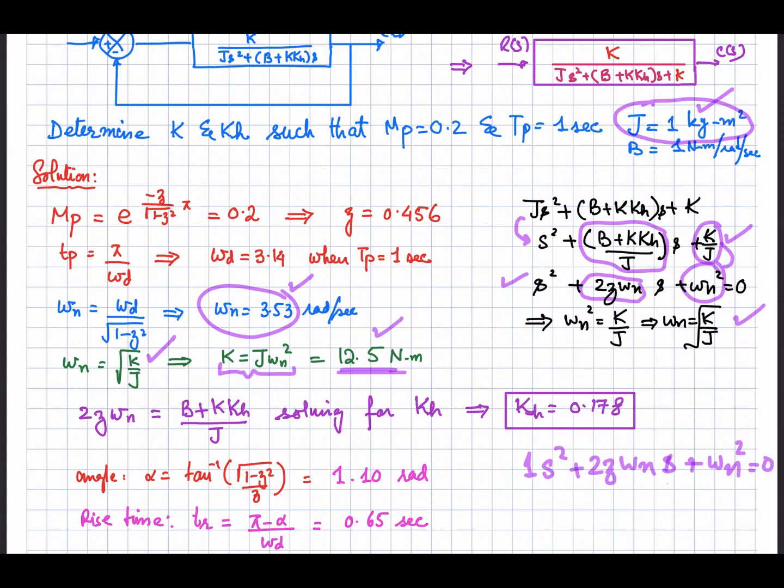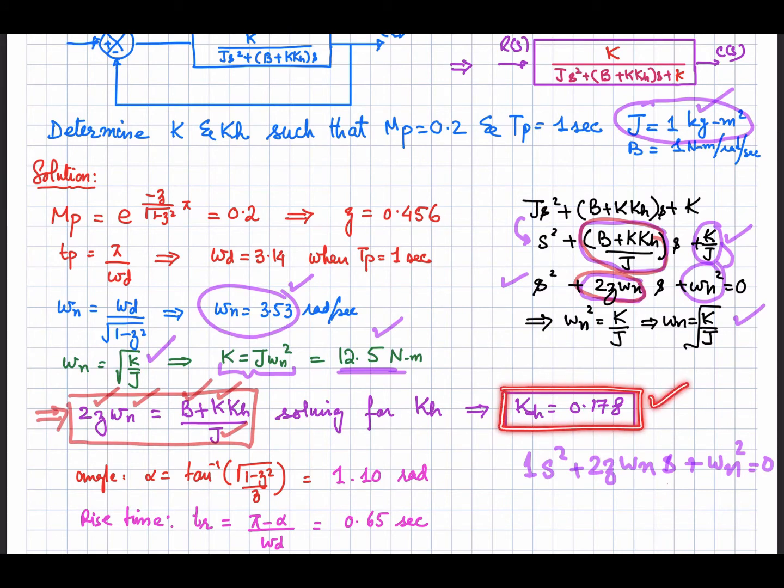Now taking the other part of the equation, 2 zeta omega n should be equal to this part. So comparing these two, I can write down this equation. In this we know the B, we know the J, we know the K, we have evaluated it above, we know the natural frequency, we know the zeta, so Kh can be evaluated from this equation, the only unknown. So if we solve it for Kh, that will be equal to 0.178, right? So we have calculated K and the Kh.